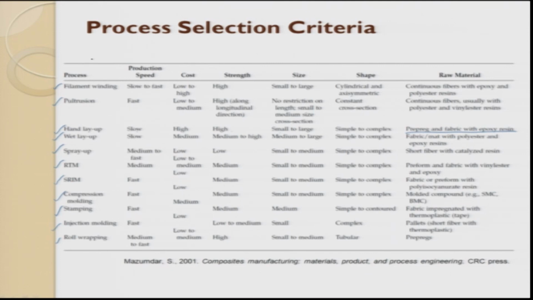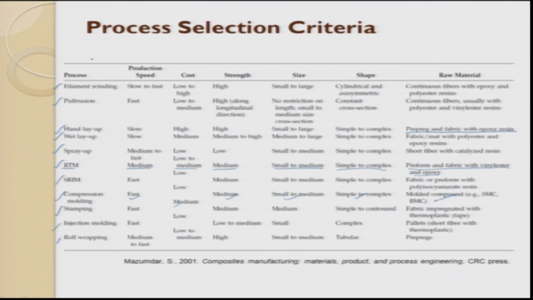So, we will take the RTM process. In the RTM process, the production speed is medium, the cost is medium, the strength is medium, it can move from small to medium, simple to complex, and preform and fabric with vinyl ester and epoxy can be used as raw material. Then let us take another process for discussion. Compression molding is very fast. It is used for medium cost, medium strength, it can move from small to medium, simple to complex, and here the molding compound used is SMC or BMC.